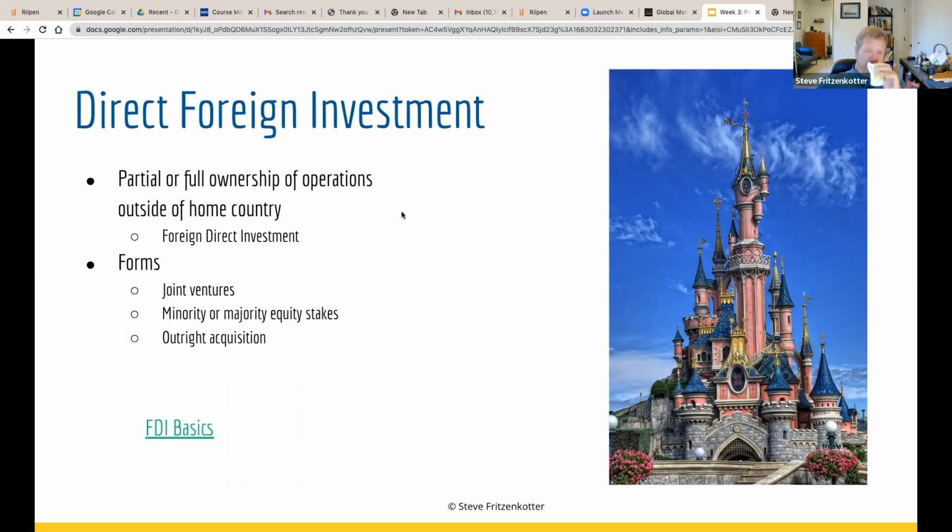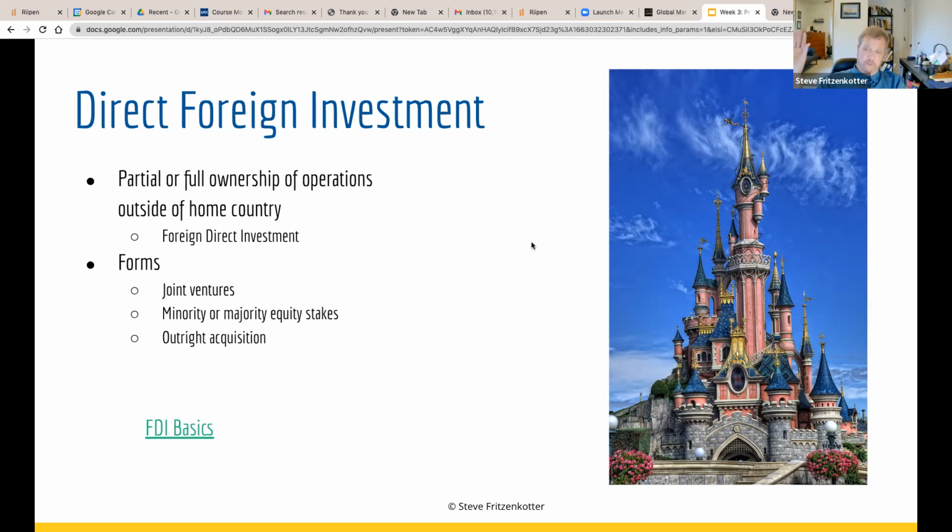Direct foreign investment is the highest risk, highest reward, highest control of the different forms of market entry. Sometimes you can acquire another company. For example, Toyota of America has a big manufacturing plant down in the South, in Alabama. In this case, you have Walt Disney, Euro Disney in France.